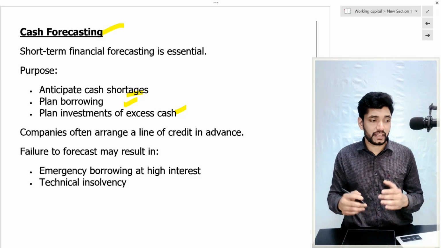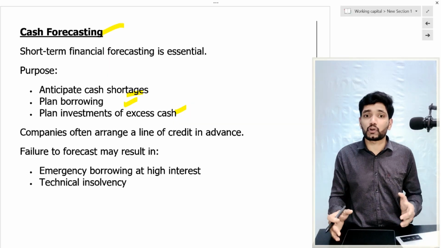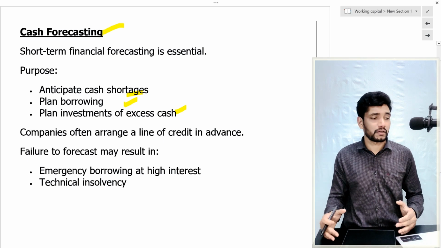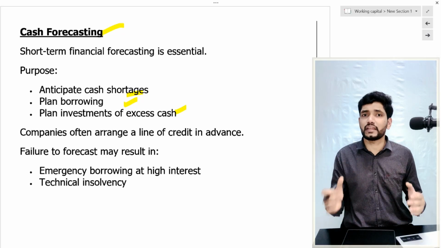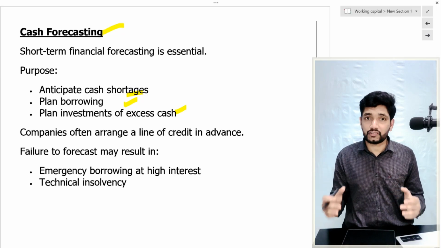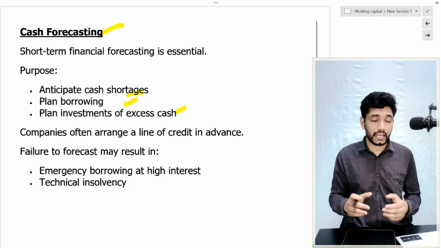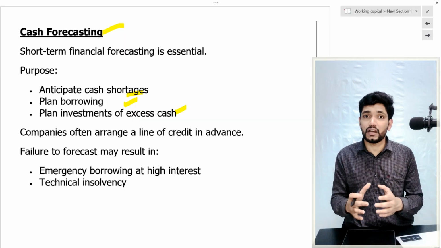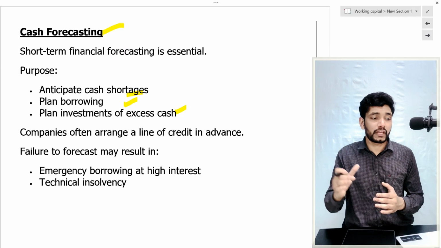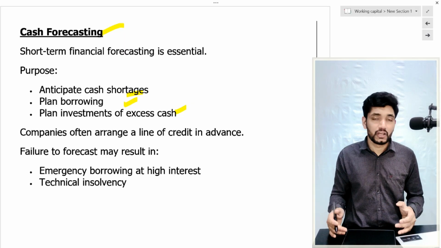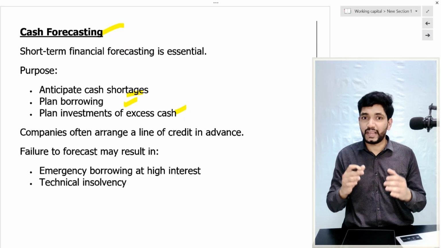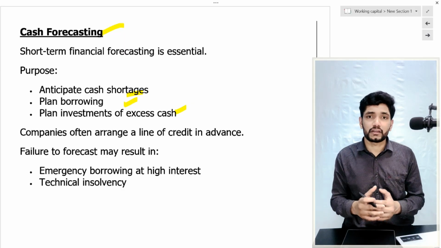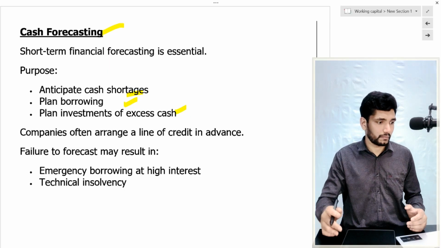can anticipate the expected cash shortage and plan the borrowing well in advance. This will definitely help companies get better terms with the lender. And if any excess cash is expected at any time, they can plan the investment aspect. So this forecasting will help plan the borrowing and plan the investment of excess funds. By doing this proper planning, this will help companies borrow at the lowest cost and invest in higher risk, higher return investments.